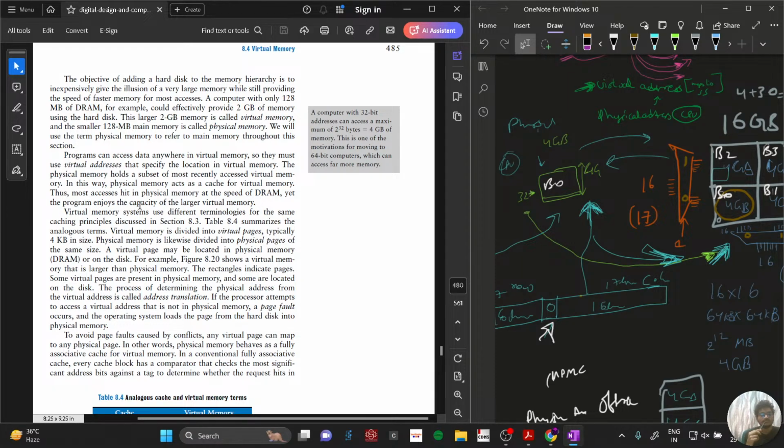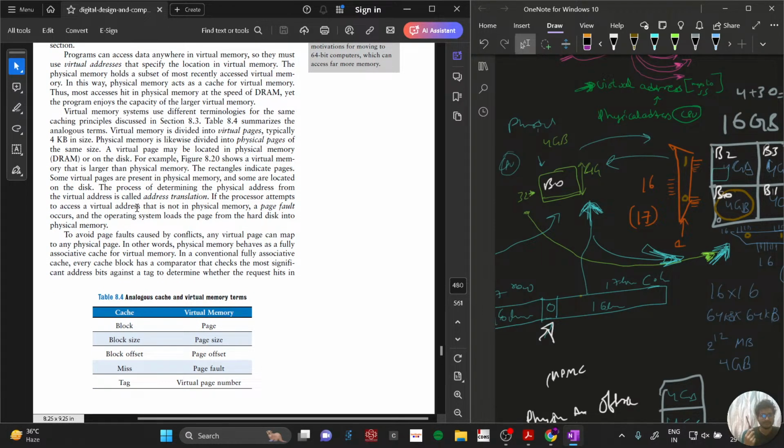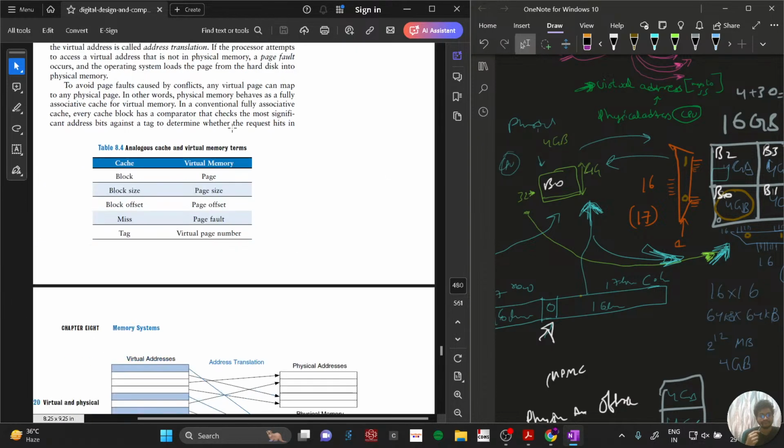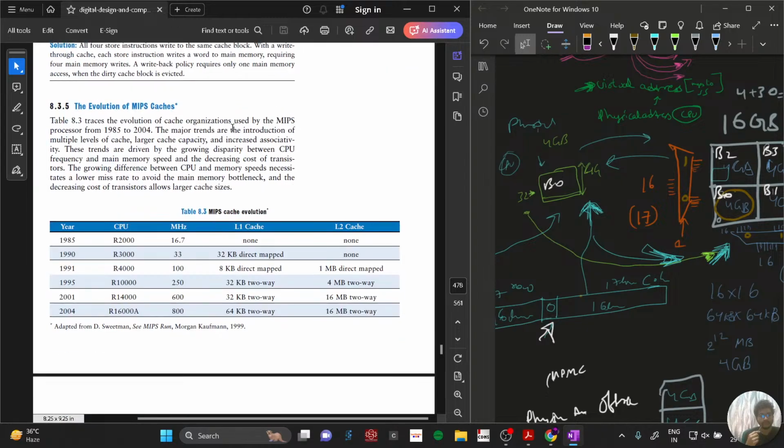Thus most accesses hit in physical memory at the speed of DRAM. Yet the program enjoys the capacity of the larger virtual memory. Virtual memory systems use different terminologies for the same caching principles discussed in 8.3 and 8.4. Where is 8.3?